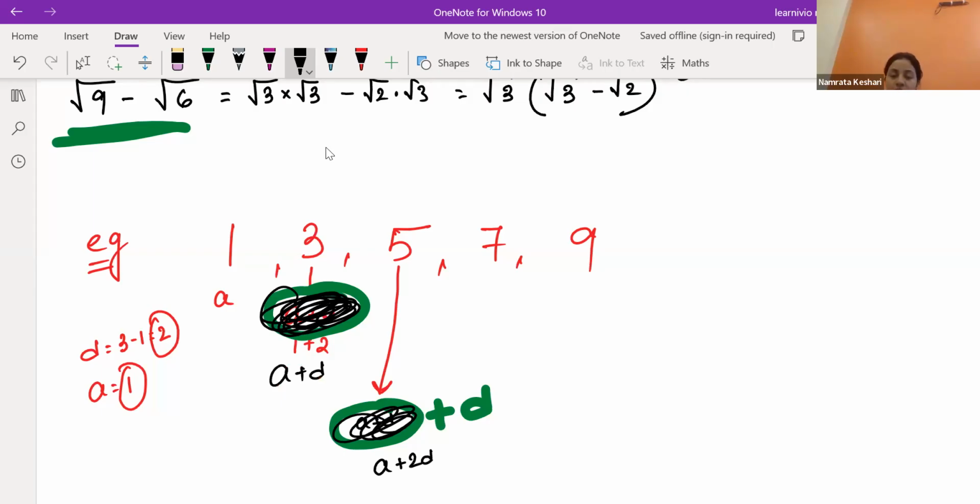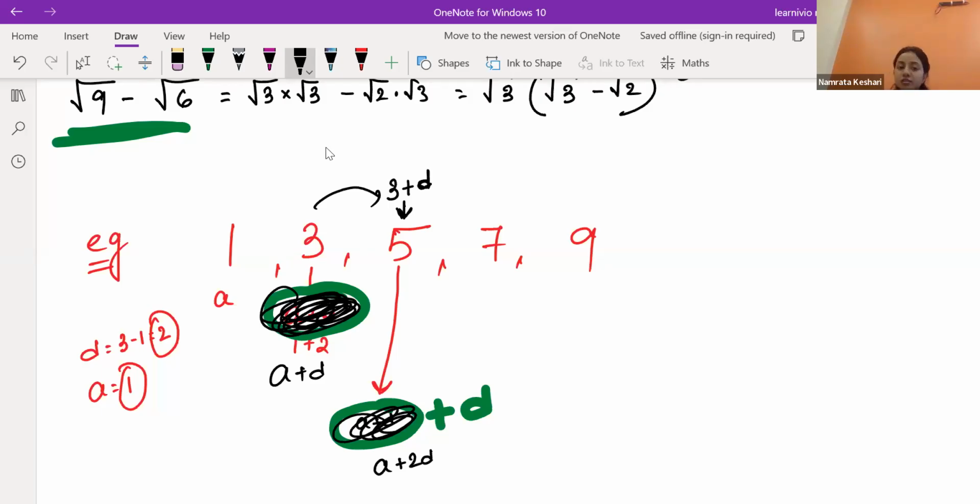Now the next term. I take the previous term, that is 3, and again add the common difference d. Then I get 5. The previous one, 3, plus the common difference 2. 3 plus 2 is 5. Yeah, it is giving 5. We are convinced till here.